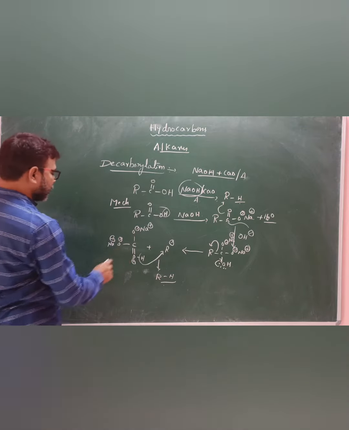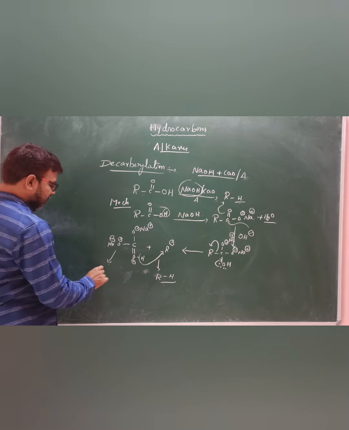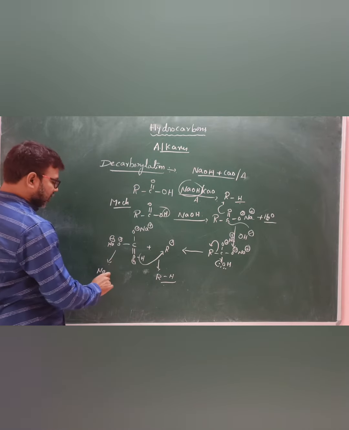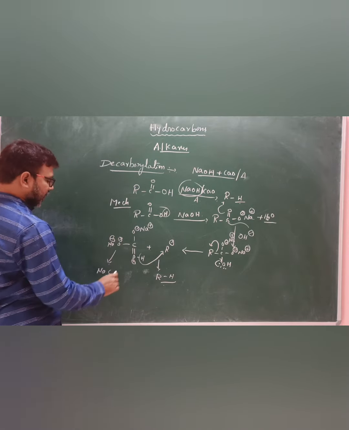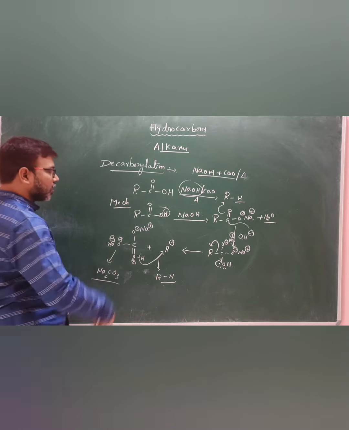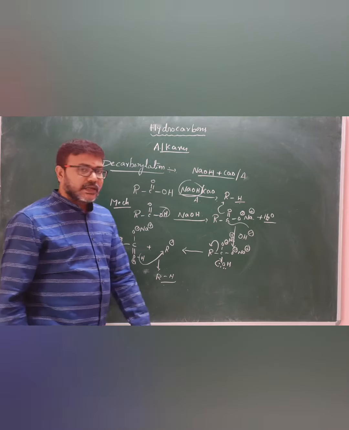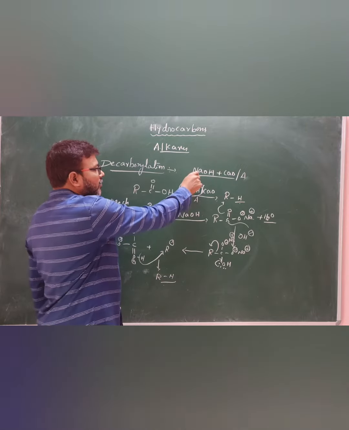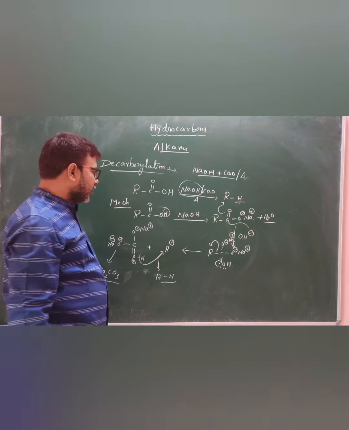Now it is converted to Na2CO3, with two Na plus ions, one carbon and three oxygens, sodium carbonate. So generally decarboxylation takes place in presence of soda lime, which is a mixture of NaOH and CaO.